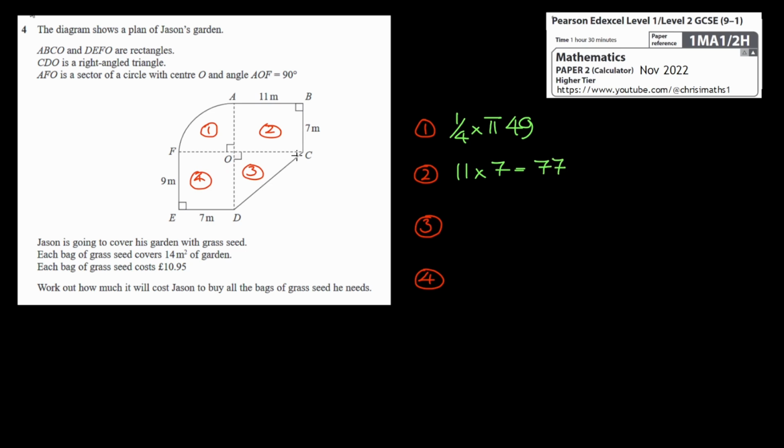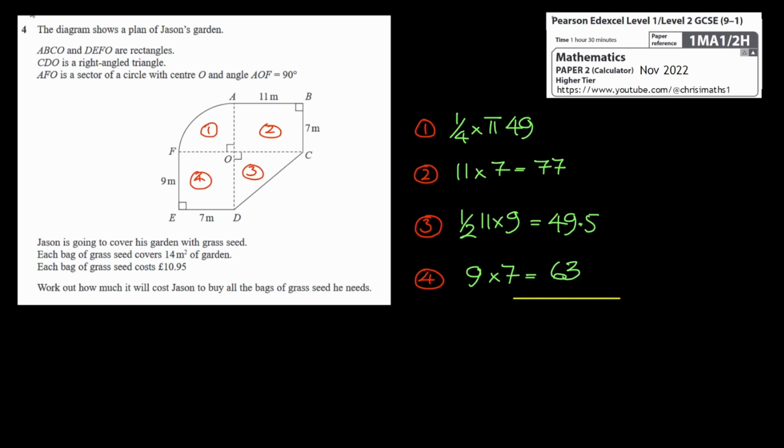We've got a triangle for area 3. The width of the triangle is 11 and the height 9, and we've got half of it. So this will be a half, 11 multiplied by 9. 11 times 9 is 99, and half of it will be 49.5. Area 4, again, is a simple rectangle. So area 4 is 9 multiplied by 7, and this will be equal to 63.